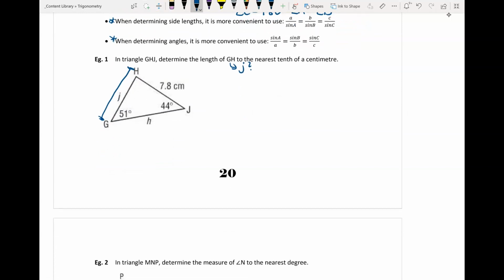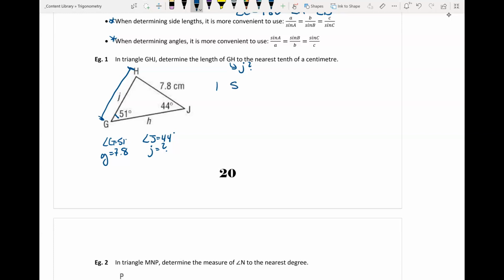Let's take a look at the information that is given to us. We have angle G, which is 51 degrees. We have angle J, which is 44 degrees. We have side G, which is 7.8 centimeters, and then we're looking for side J. With this information, we can use sine G over G because I have information for both of our G's, the angle G and the side G. And we also know the angle J. We just need to find side J.